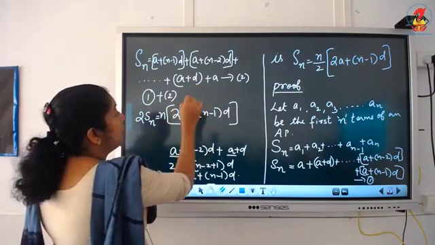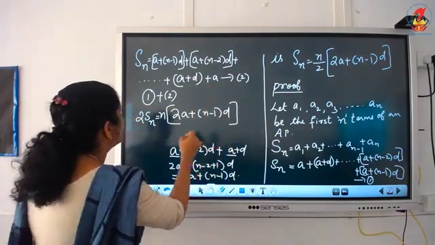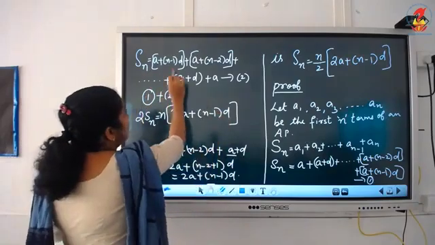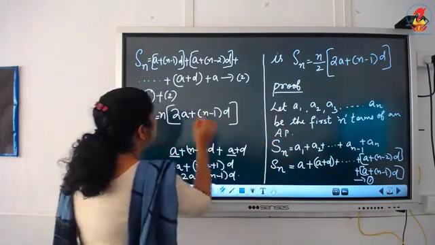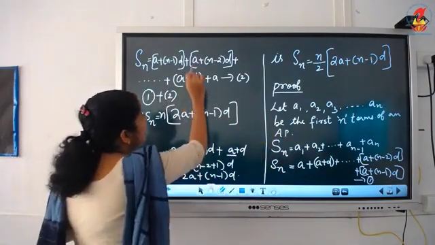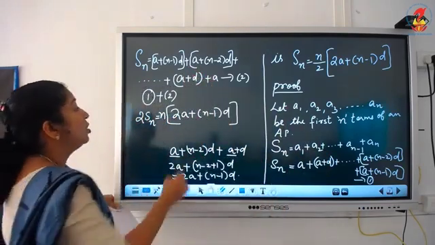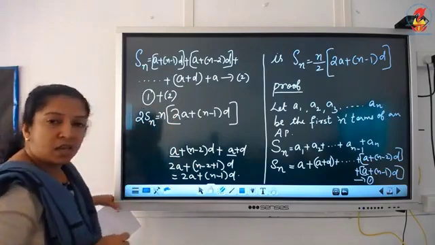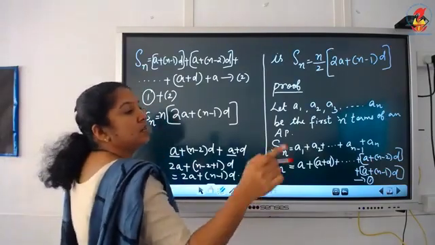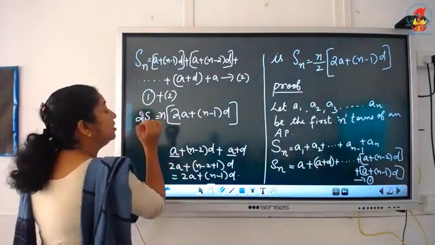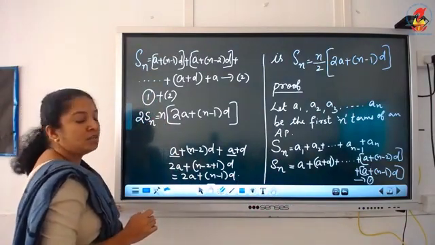And next we have added both these equations. So, left side becomes 2Sn. When you add each term, a plus n minus 1d plus a is 2a plus n minus 1d. The second term a plus n minus 2d plus a plus d also will give the same answer. So, we are getting the same answer throughout. So, n terms are there. So, it is n into 2a plus n minus 1 into d.